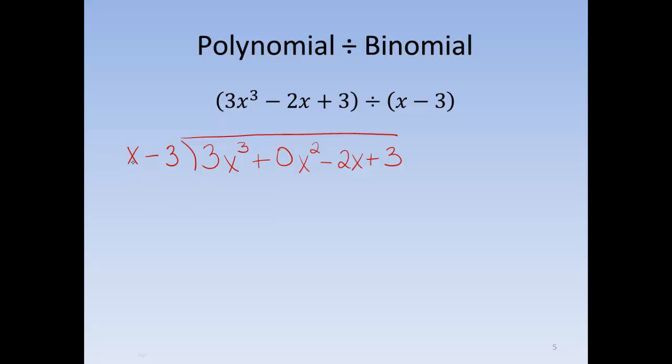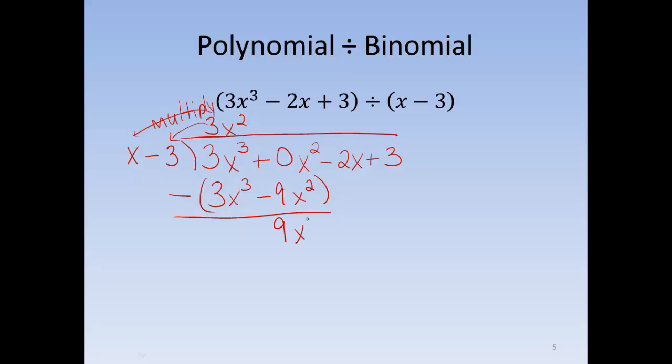All right, so the process goes, what do I multiply x by to get 3x to the third? It's going to be 3x squared. Multiply across the top. That gets 3x to the third minus 9x squared. Subtract. So 3x to the third minus 3x to the third, gone. 0 minus negative 9 is a positive 9x squared. Bring down a minus 2x.